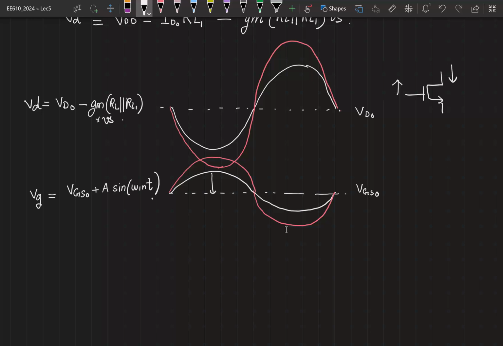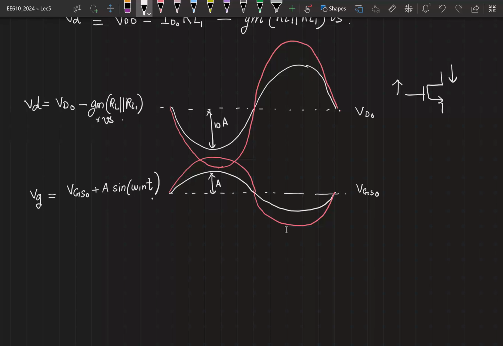So if this was A, this would be 10 times A. Right? So your gate voltage is increasing, your drain voltage is decreasing. Do you see a problem with this, or is it okay? To what region is it going to change? Bilinear?